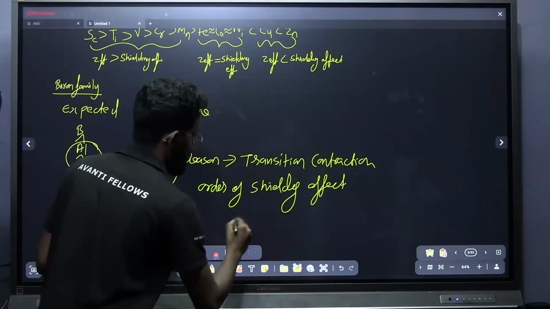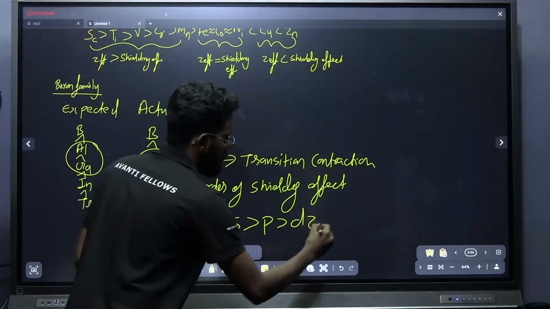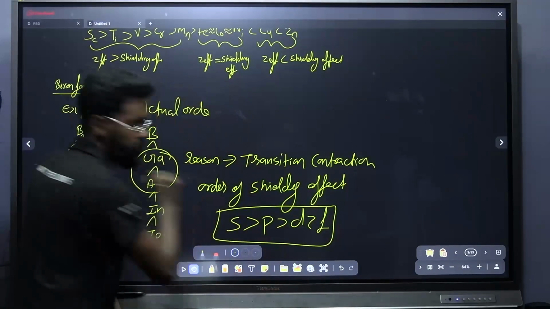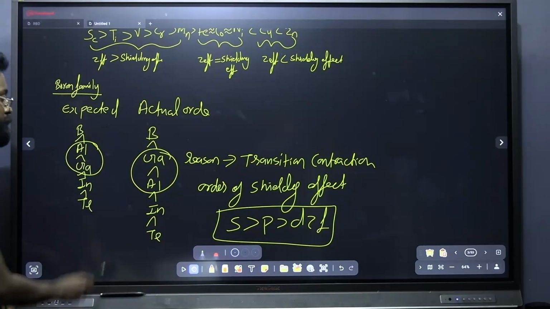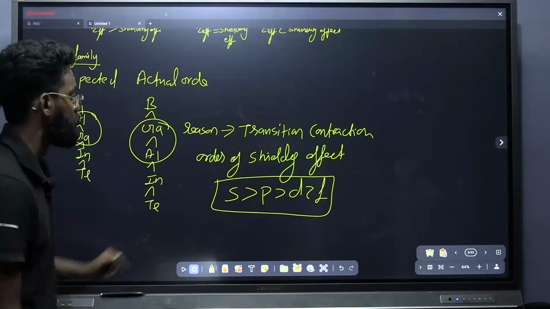S. First one is S, then P, then D, then F. This is the order of shielding effect for orbitals.